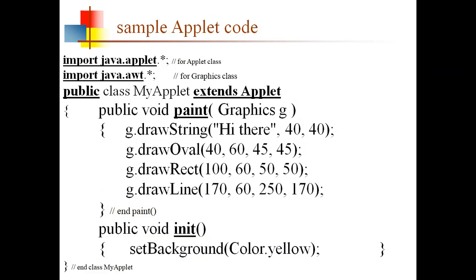Again you can see here the program is written in bold. Some important lines are written in bold. So import java.applet.*, then the second line import java.awt.*. Then we have written public class MyApplet extends Applet, so we are extending from the Applet class. And then we have written public void paint(Graphics g). So this is the paint method.